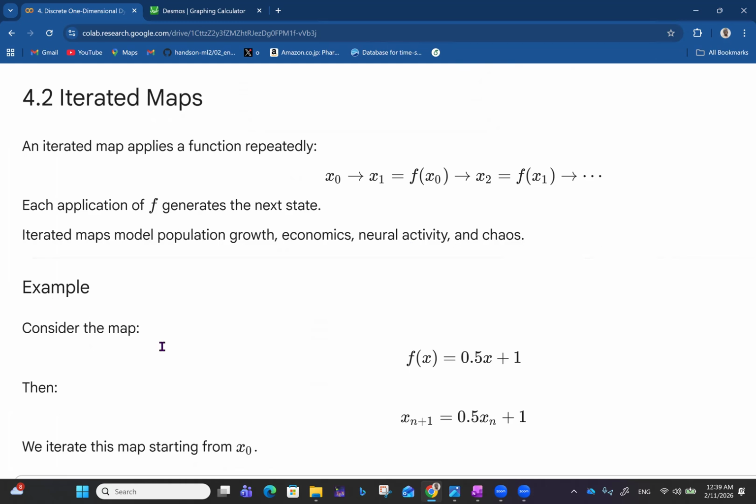A very good example of that would be this. Now consider the map f of x equals 0.5x plus 1. So this is the function, right? But to make it into an iterated map, it becomes x_{n+1} equals 0.5 x_n plus 1. We iterate this map starting from x naught.